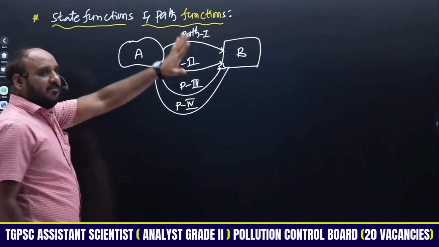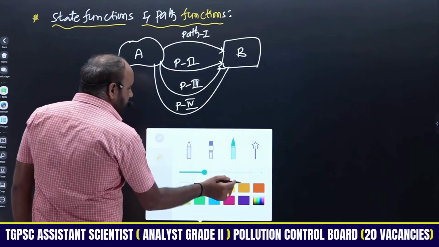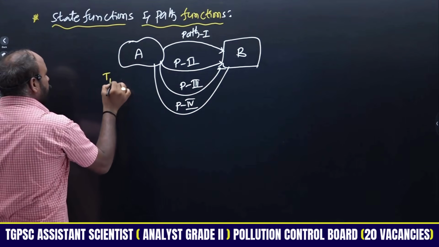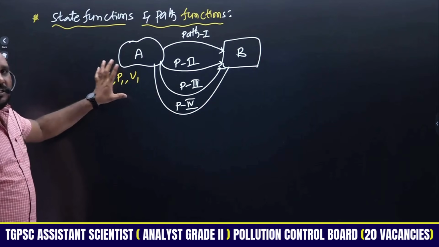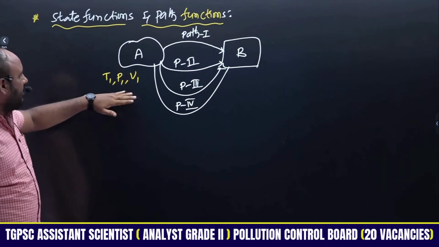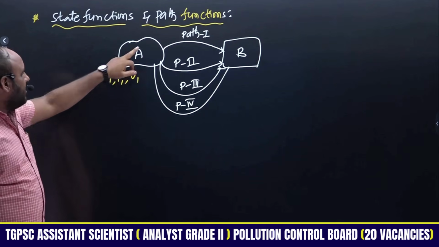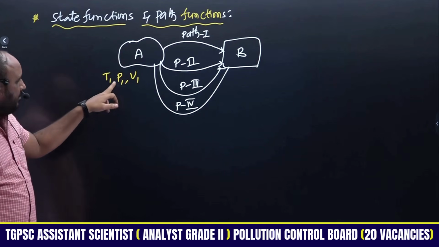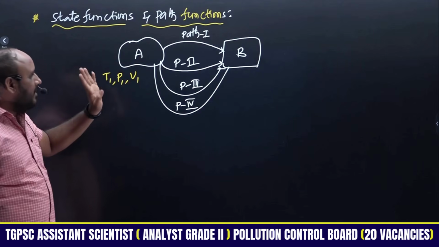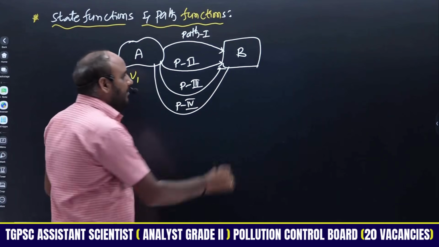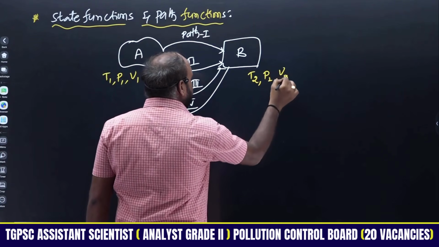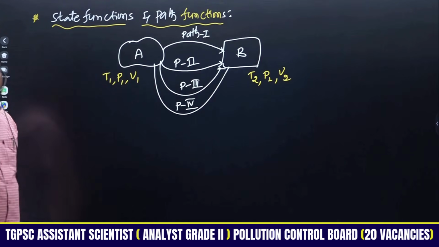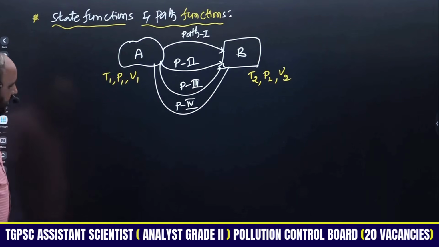The system A is present at temperature T1, pressure P1 and volume V1. These are the state variables, which are thermodynamic properties. This is converted to system B, which is at temperature T2, pressure P2 and volume V2. Now we have to consider any property.